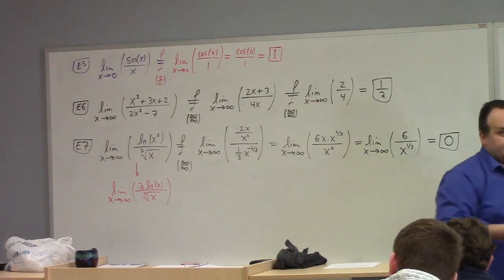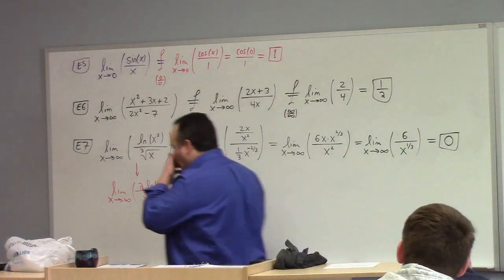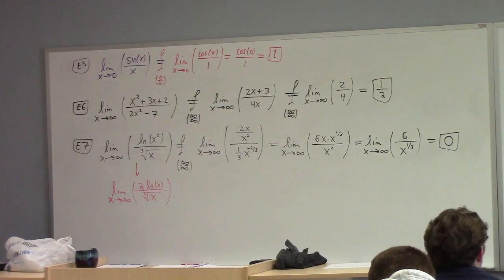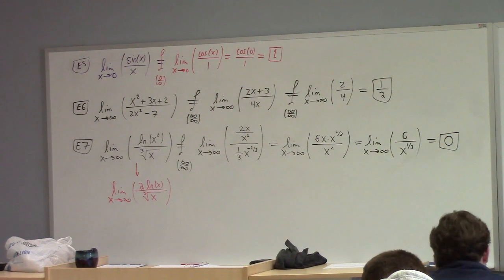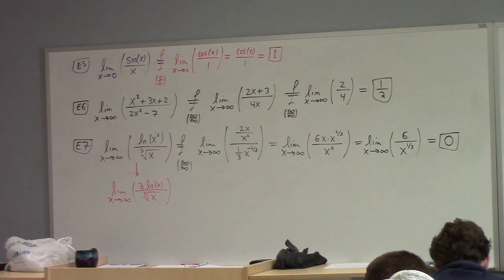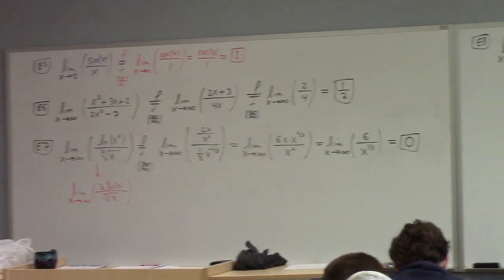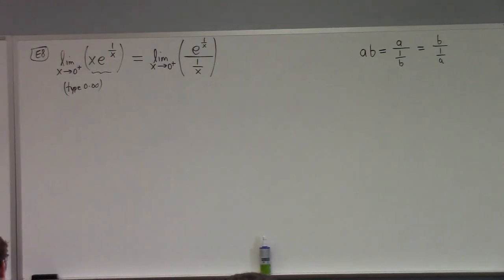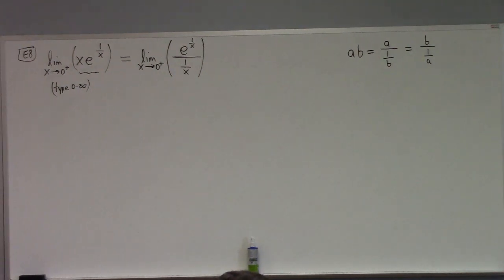So then what? Is that what we want? What type is it now? The top goes to infinity. The bottom, what happens to it? We're taking the limit as x goes to 0, right? So limit as x goes to 0 there. 1 over x goes to infinity, right?